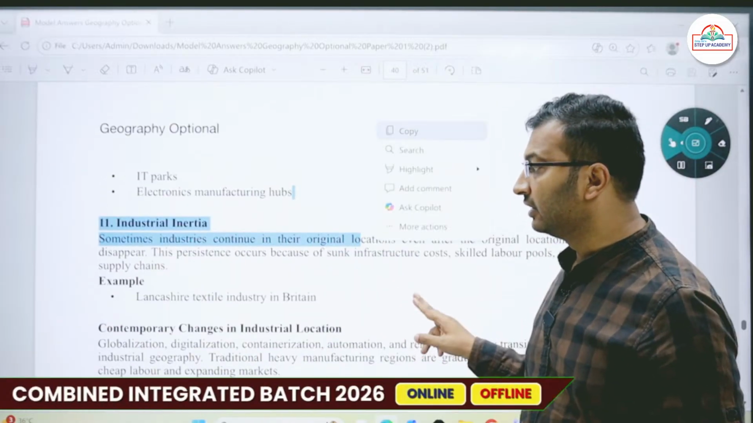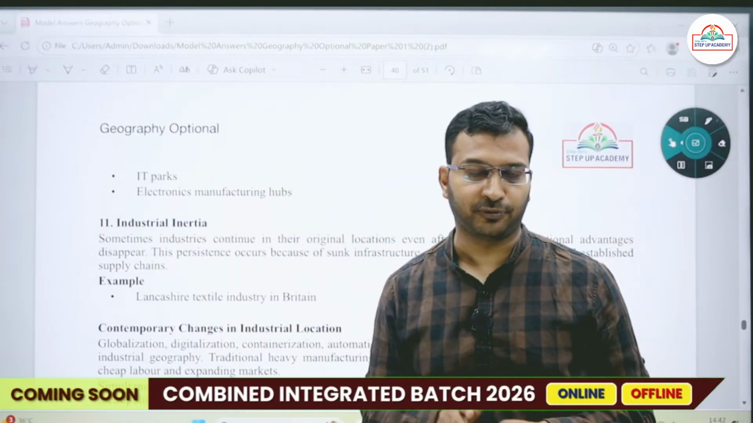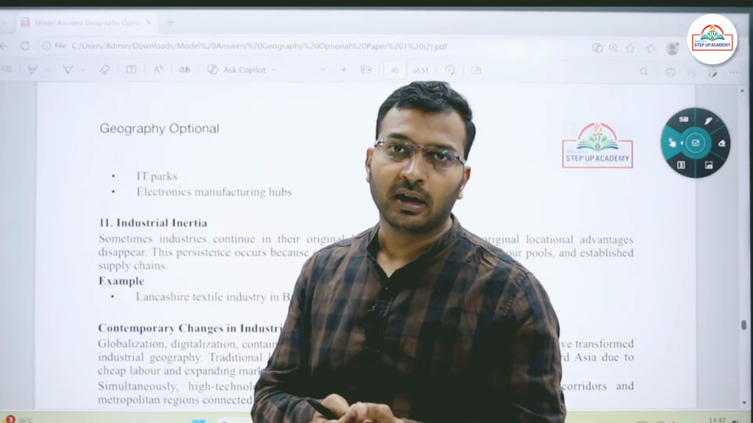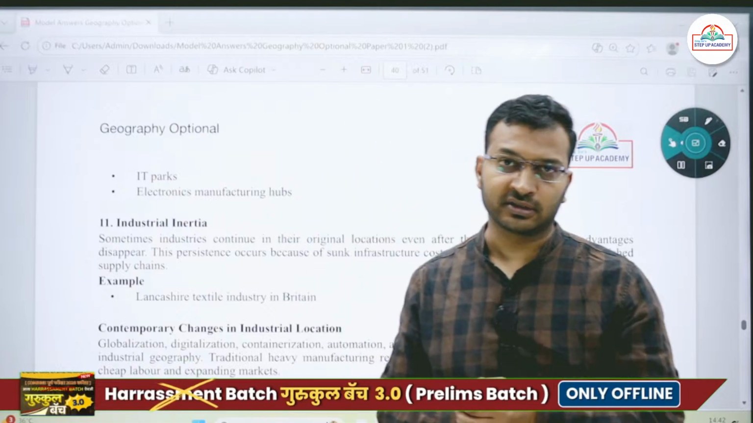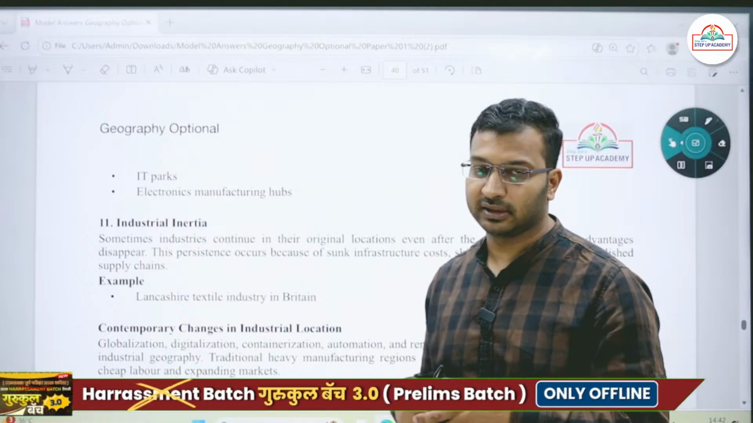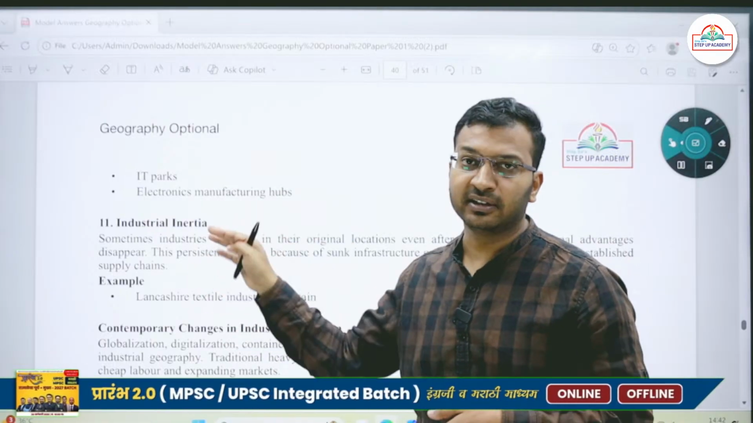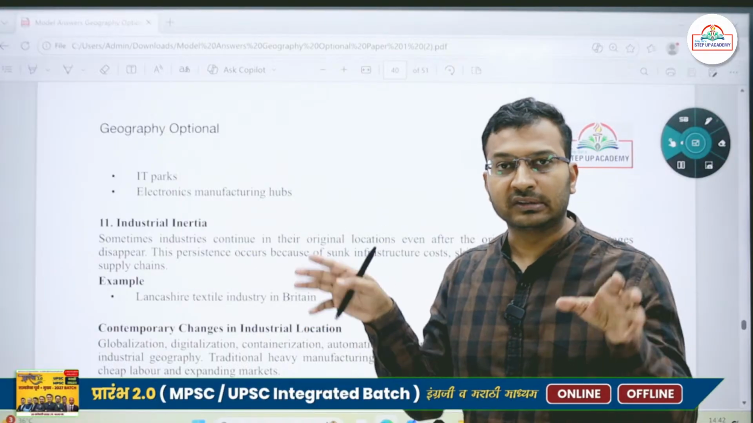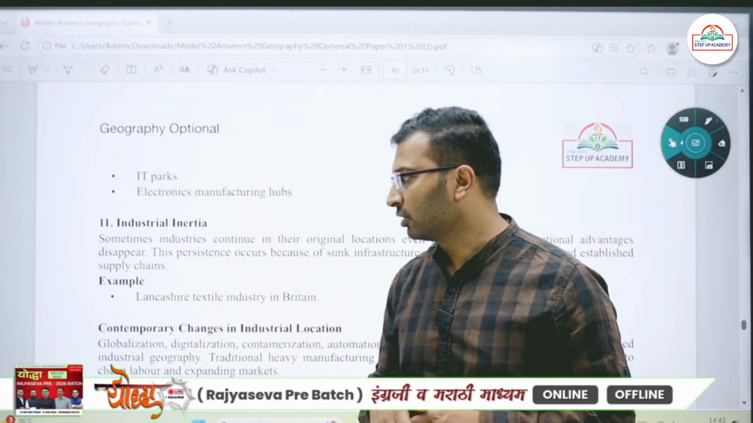Then industrial inertia should be present. An initial push for industrial development should be present. If I talk about the entire India, we have good industrially developed states like Tamil Nadu, Maharashtra, Gujarat, and Haryana. Why? Because the initial industrial inertia in these areas was quite good. As a result, these states have a good industrial presence.